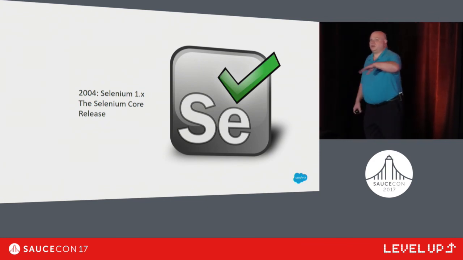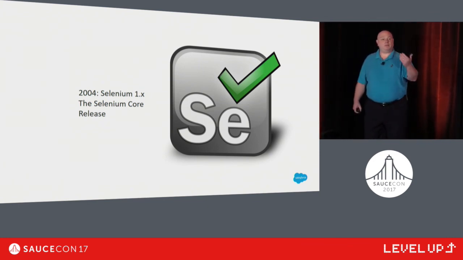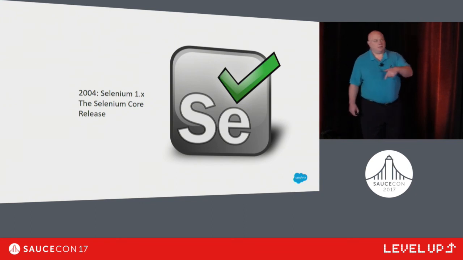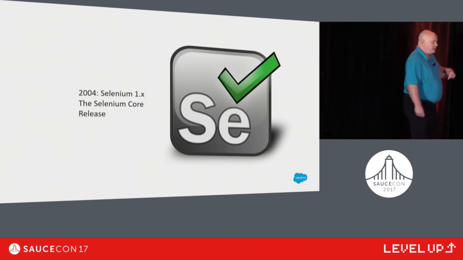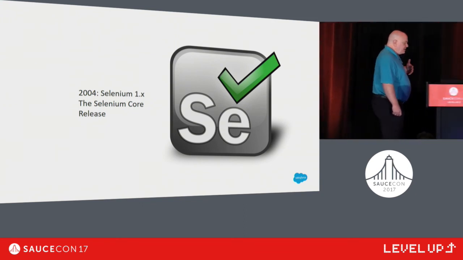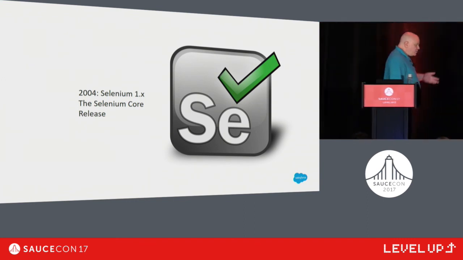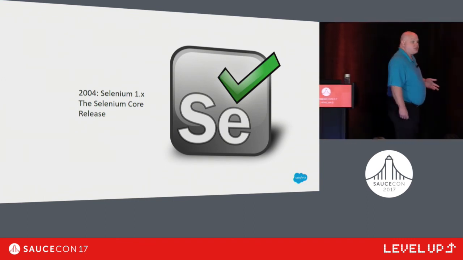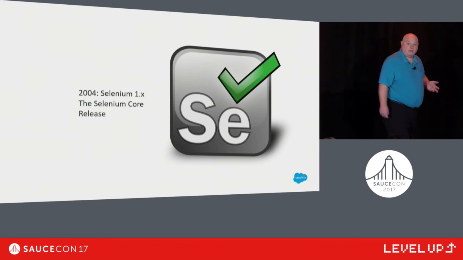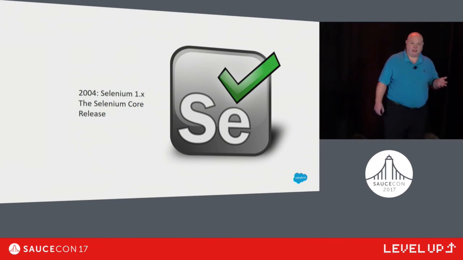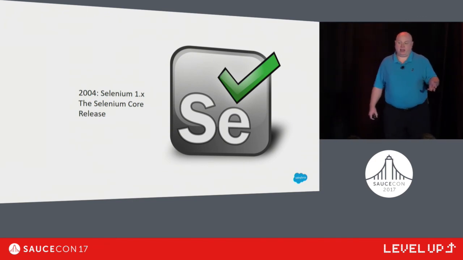How it worked was it loaded up the web page that you were automating in a frame set, and used JavaScript to automate the page inside the other frame. And that was great, but it had some limitations associated with it. For example, you're limited by the JavaScript sandbox, for one thing.